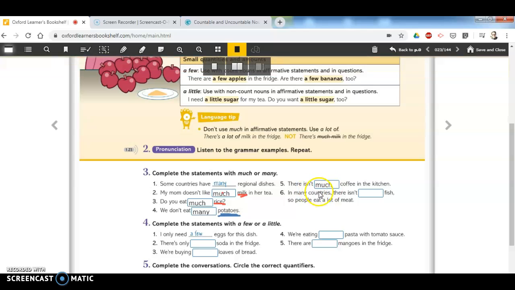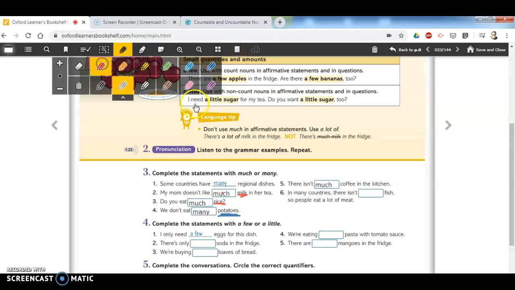I already did number 5 by accident. The word coffee is singular. Look that after the space, I look for something to know if it is singular or plural.